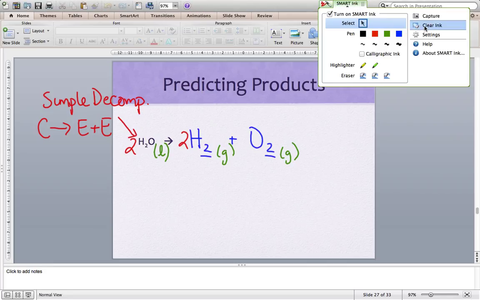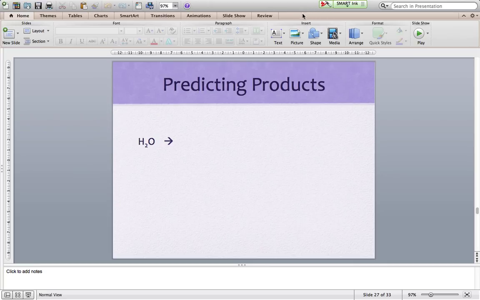Now, the next type of reaction we're going to take a look at is a single replacement reaction. How did I know that this was single replacement? Because I can see that I have an element and a compound. And in fact, I've got an element and I have an ionic compound. That is generally even more characteristic of single replacement reactions, element plus ionic compound. So what happens here? Well, let's take a look.